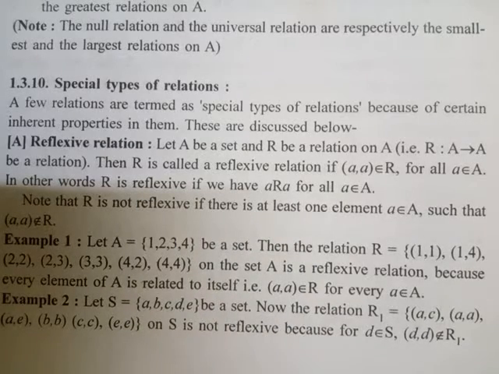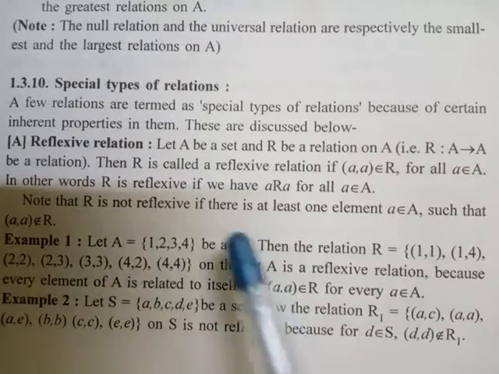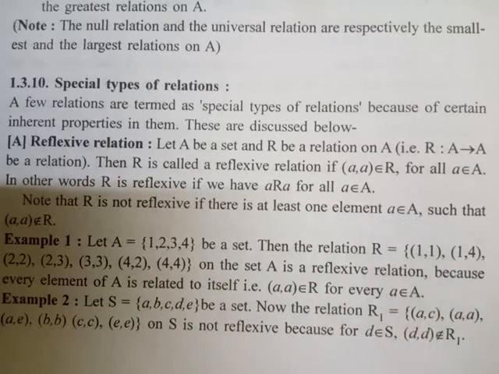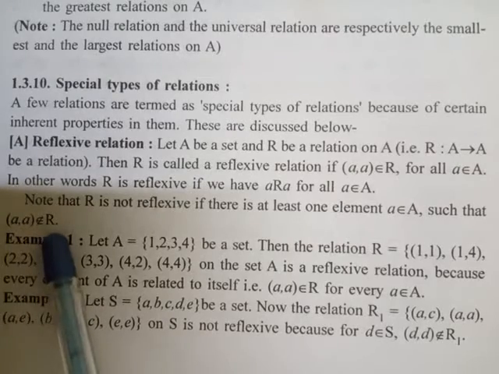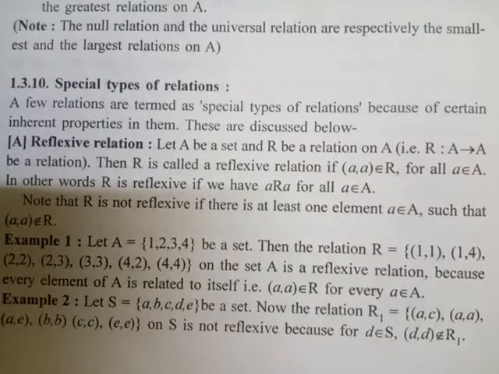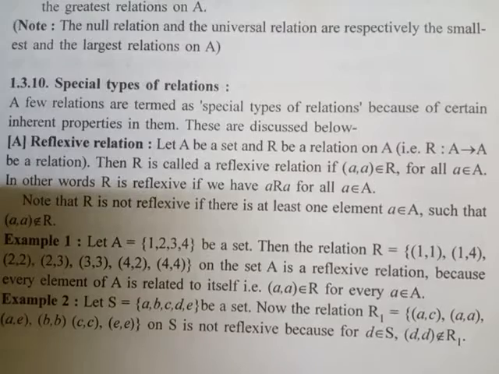But one thing also, R is not reflexive if there is at least one element a belongs to A such that (a, a) does not belong to R. In such a condition, this is not a reflexive relation. Now let's go to the next one.